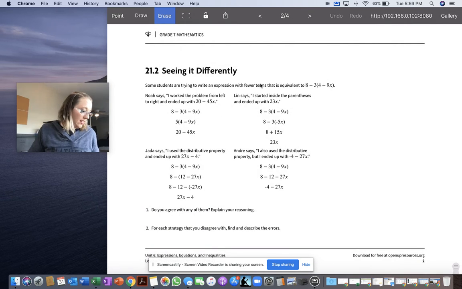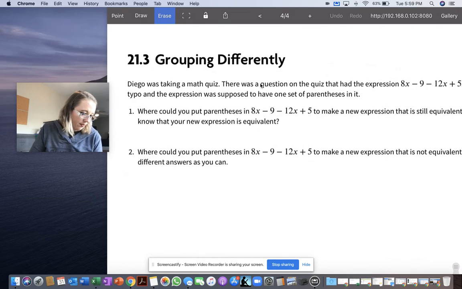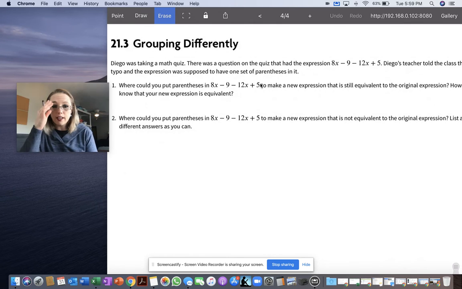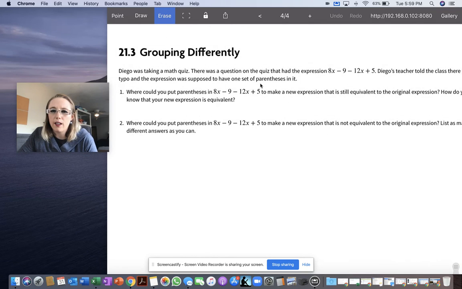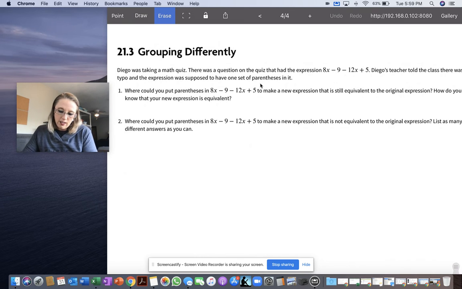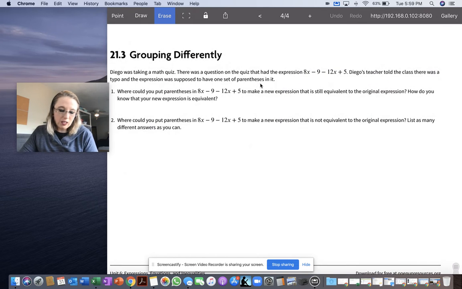We are skipping 21.2 and we are going to 21.3. Number 1. We are skipping number 2, so we are just doing number 1. Okay, so Diego was taking a math quiz. There was a question on the quiz that had an expression 8x minus 9 minus 12x plus 5. Diego's teacher told the class that there's a typo and the expression was supposed to have a set of parentheses in it. Where should that set of parentheses go? Okay, so where could you put the parentheses to make that equivalent? So there's a lot of different ways to do this. We're skipping number 2.